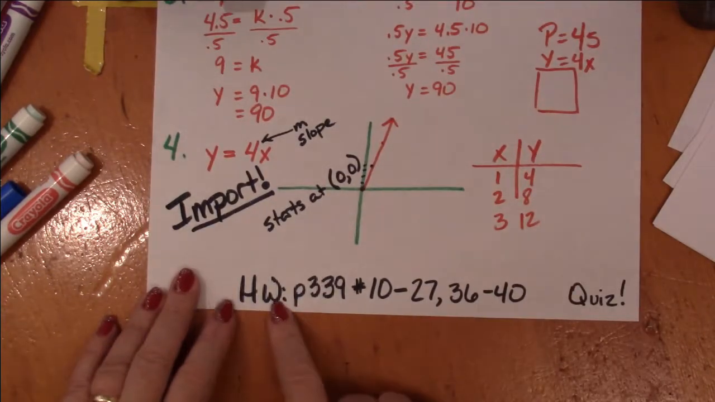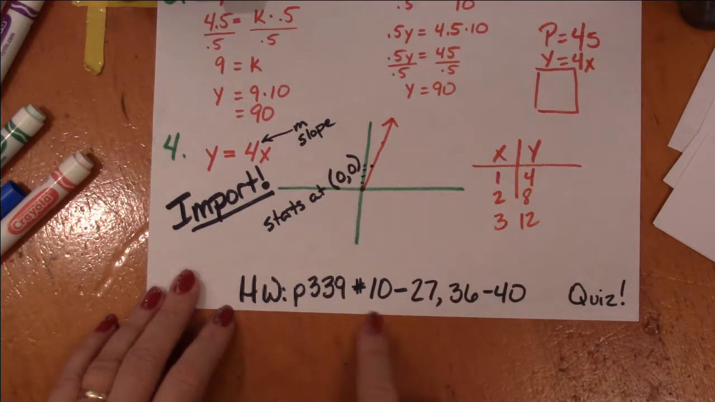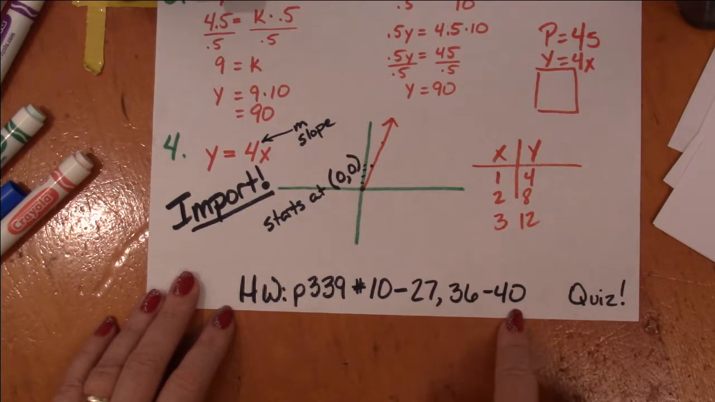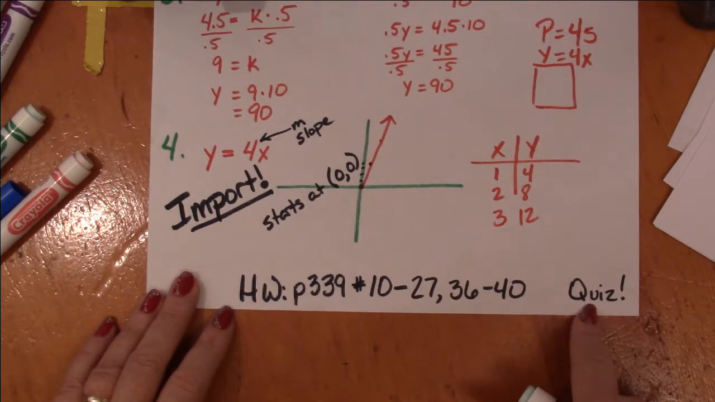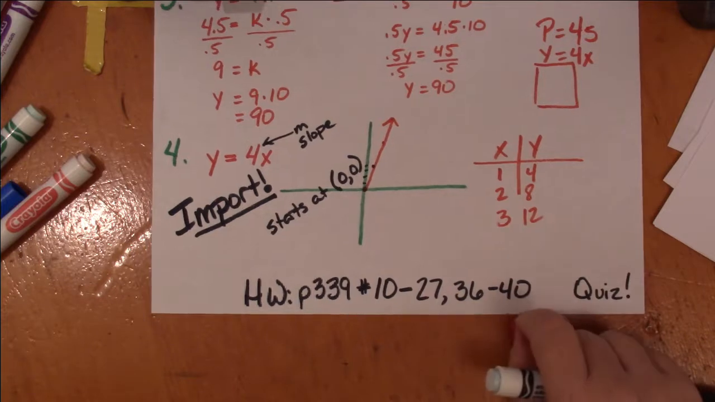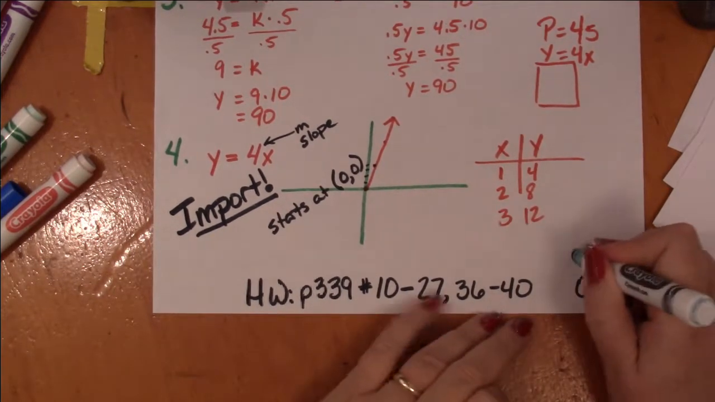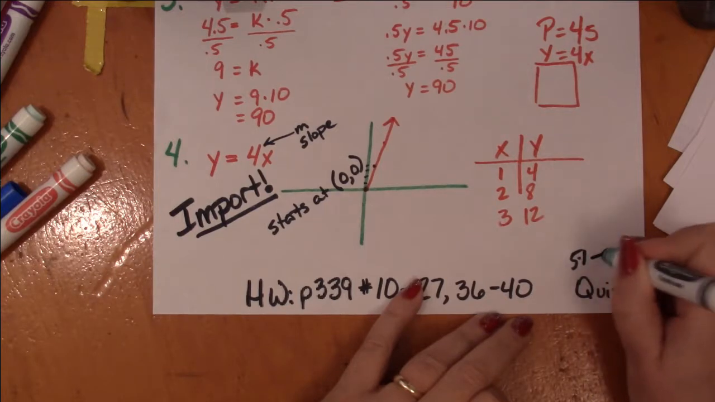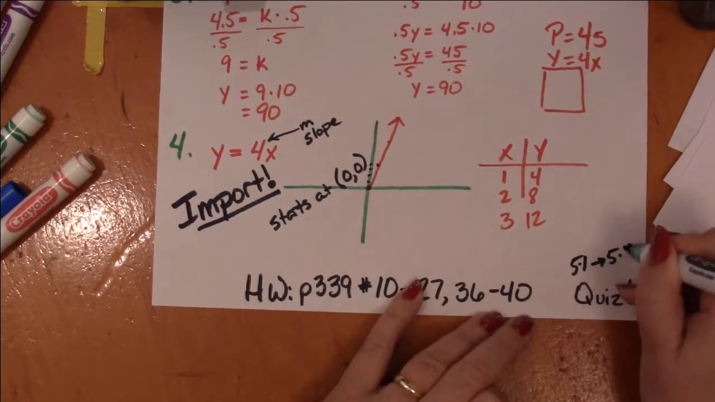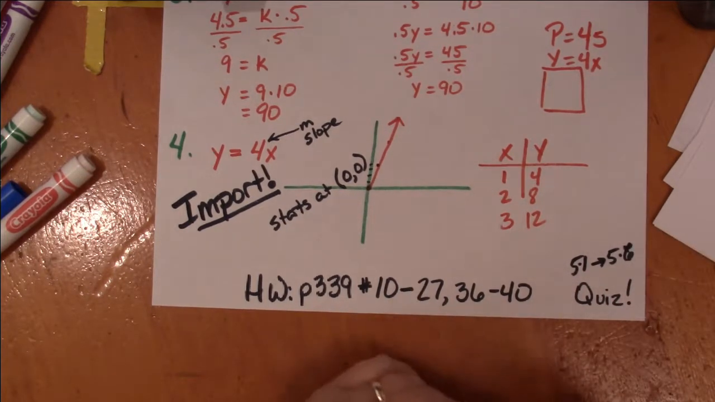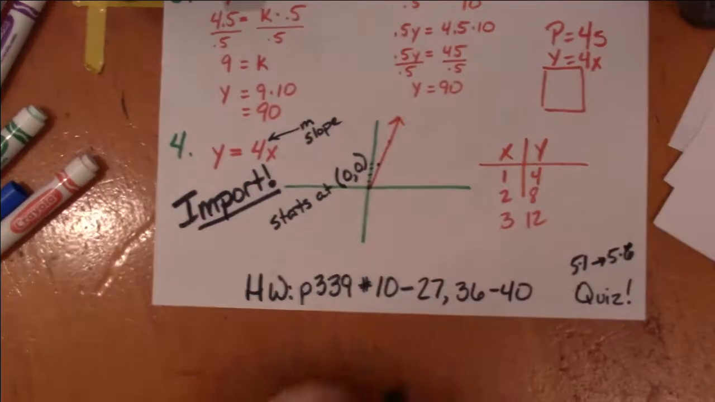So our homework right now starts on page 339. We're doing numbers 10 through 27 and numbers 36 through 40. And please realize after 5.6, you have a quiz. You're going to work the problems, you're going to correct the problems, and you're going to take a quiz on 5.1 through 5.6.